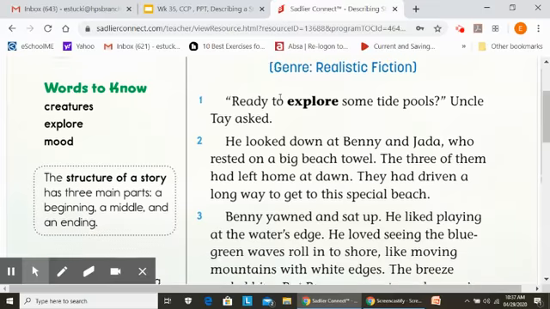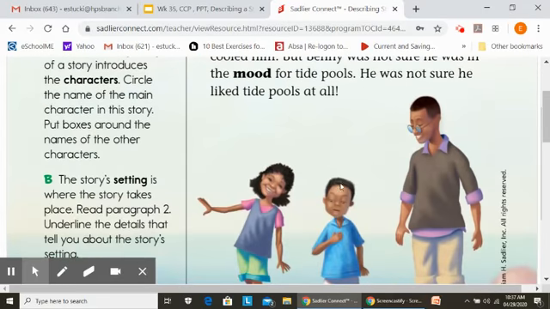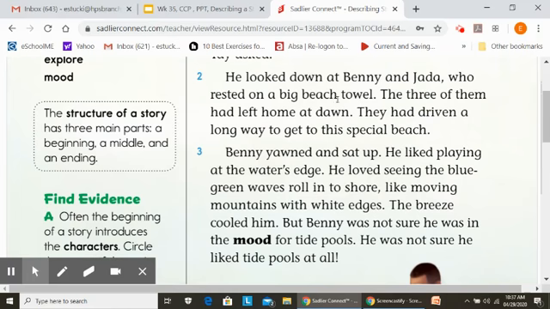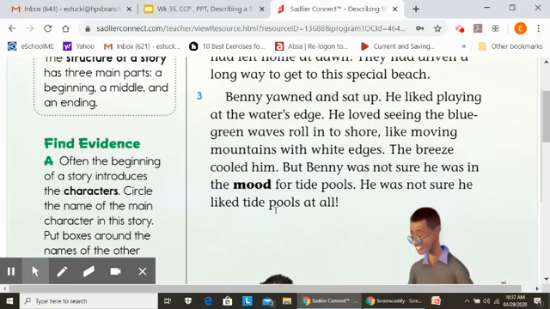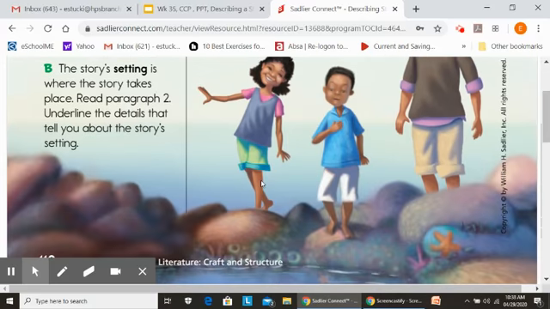Right. Last week we looked at the characters, as we said. The characters in this story are Benny, of course, Jada, and her dad, Uncle Tay. Right. The setting we found was definitely on the beach because they say they are sitting on a beach towel, and that is where you find the rock pools, the tide pools that they want to go have a look at, or that Jada is very keen to look at. I don't know so much about Benny. All right, let's continue today.